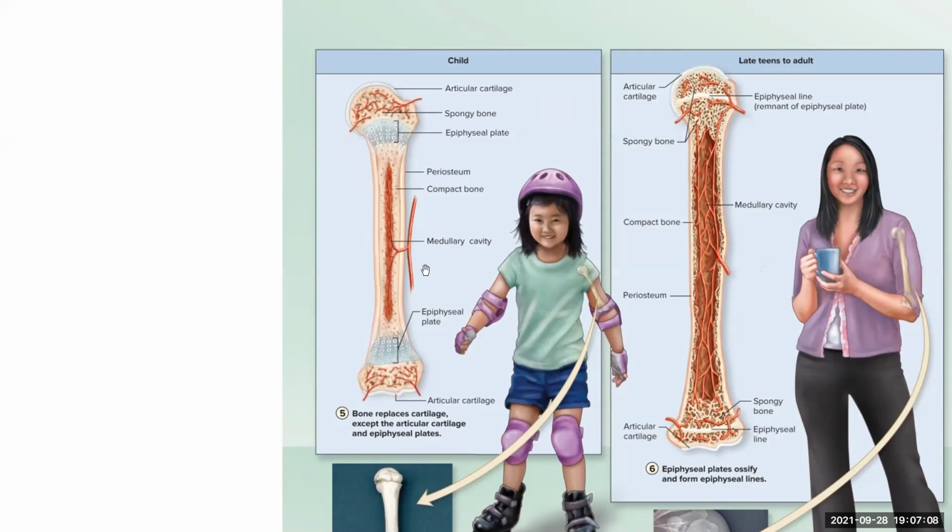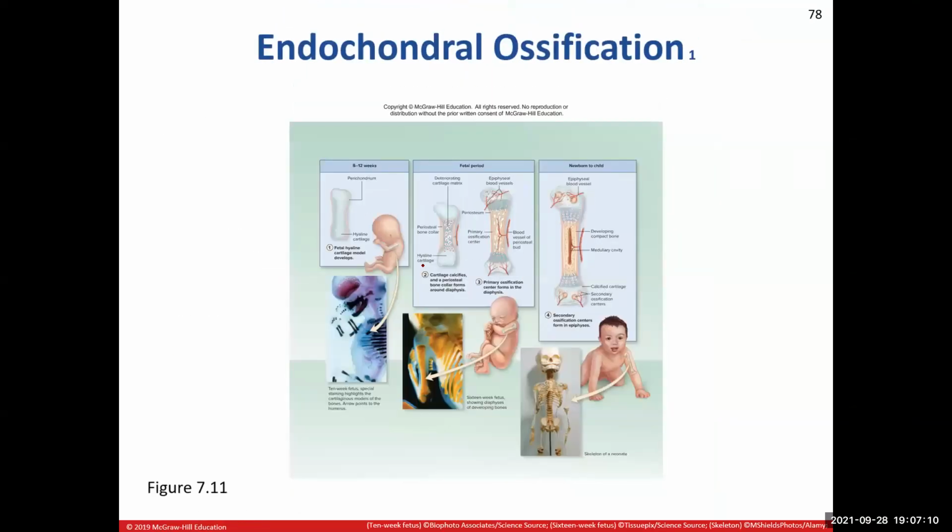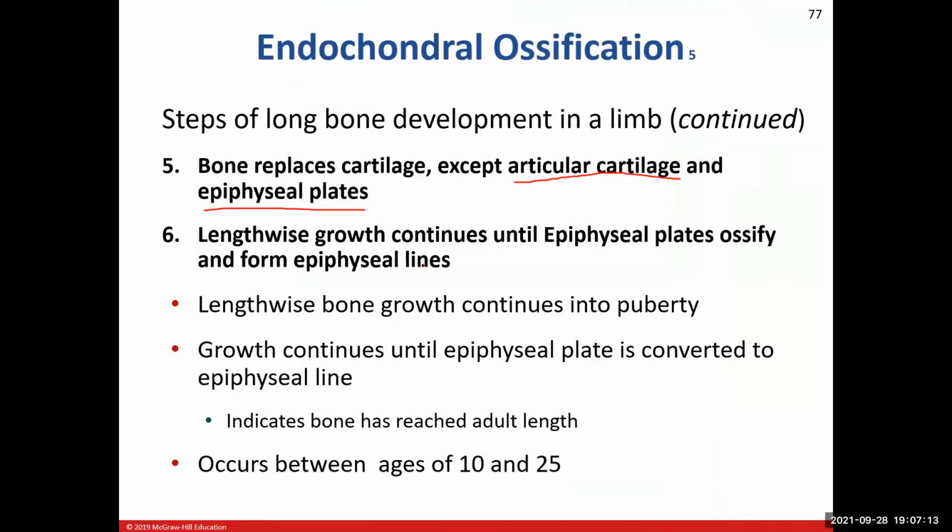And so this is going to go on throughout your childhood and throughout your adolescence. Which brings us to step 6. And so that lengthwise growth will continue until you're done growing and the epiphyseal growth plate ossifies, which means all the hyaline cartilage that was in the epiphyseal plate is now turned to bone. There's no more cartilage there. And so you will no longer gain any more lengthwise bone growth.